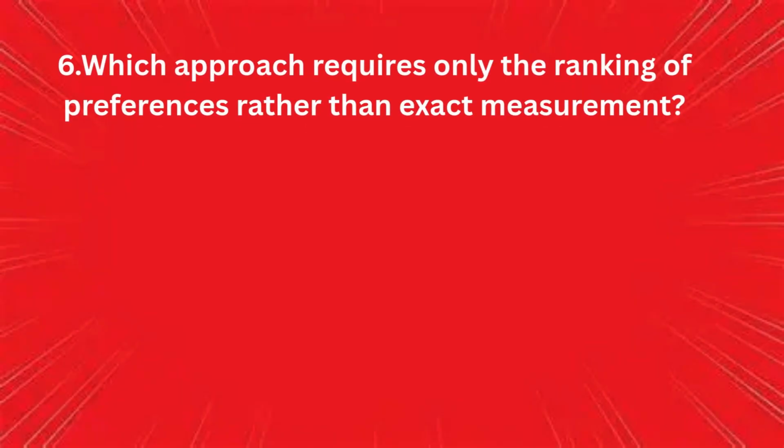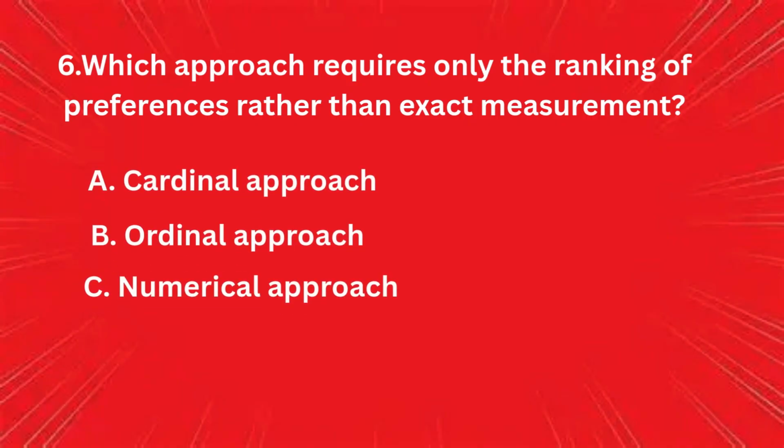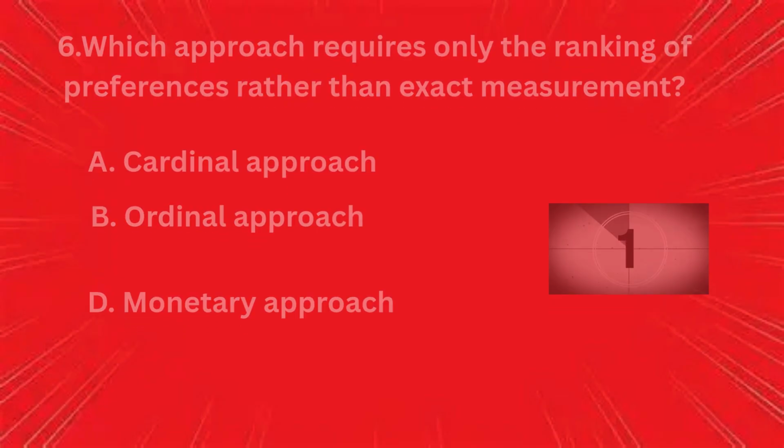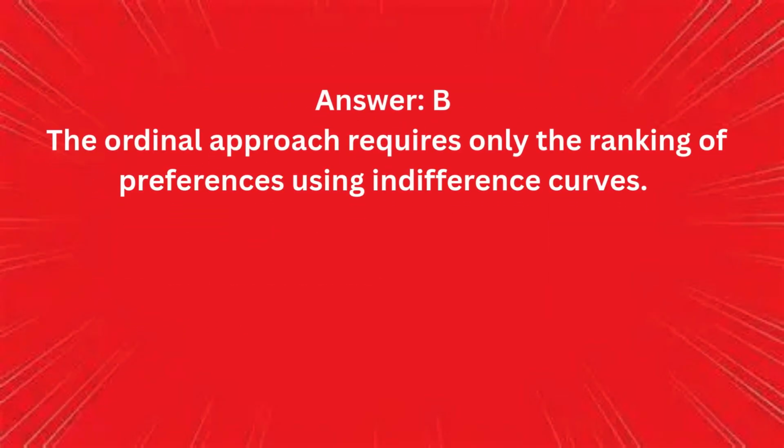6. Which approach requires only the ranking of preferences rather than exact measurement? A. Cardinal approach. B. Ordinal approach. C. Numerical approach. D. Monetary approach. Answer. B. The ordinal approach requires only the ranking of preferences using indifference curves.